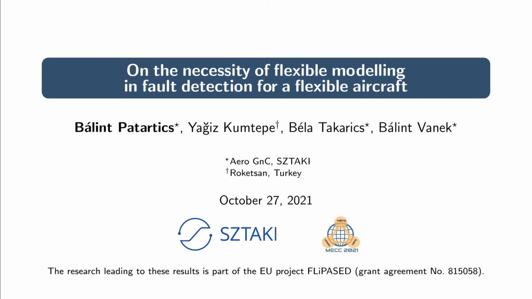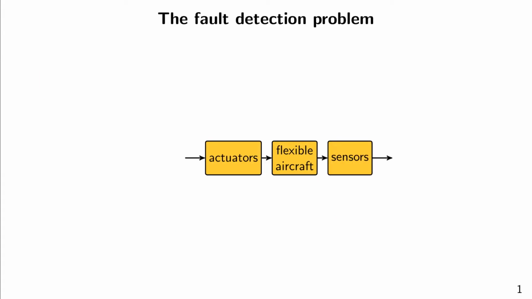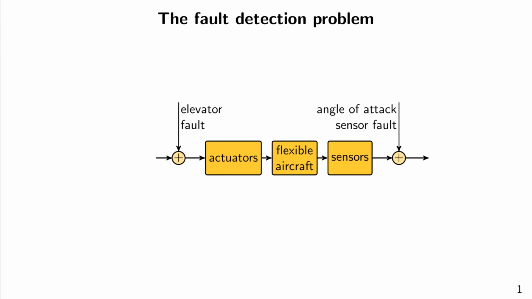In this talk, I'm going to give recommendations on when flexible modeling is required for the fault detection of a flexible aircraft. This is the block diagram of the fault detection problem. We have a flexible aircraft with a set of sensors and actuators. We consider two faults in the system. The elevator actuator and the angle of attack sensor may fail. These faults are represented as additive disturbances on the corresponding signals. Measurement noise is also taken into account.